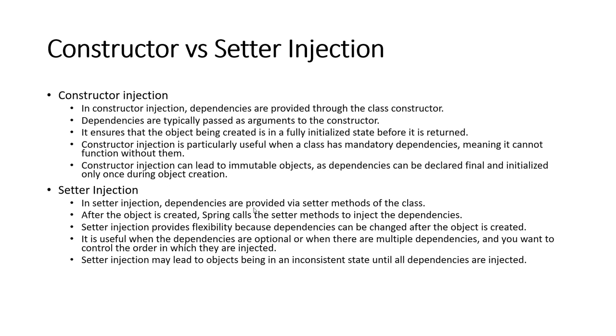Setter injection, dependencies are provided via setter methods. We know after the object is created, Spring calls the setter methods to inject the dependencies. Setter injection provides flexibility because dependencies can be changed after the object is created. It is useful when the dependencies are optional, or when there are multiple dependencies and you want to control the order in which they are injected. Setter injection may lead to objects being in an inconsistent state until all dependencies are injected. So this is the difference between constructor injection and setter injection.